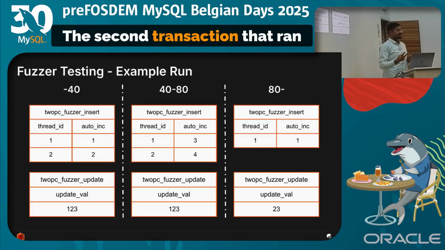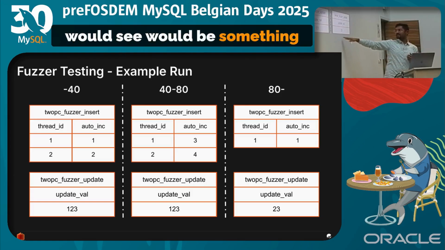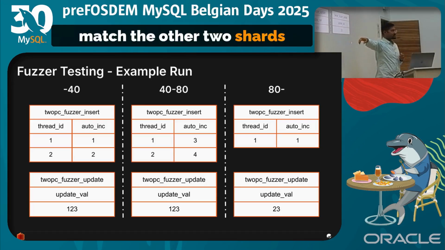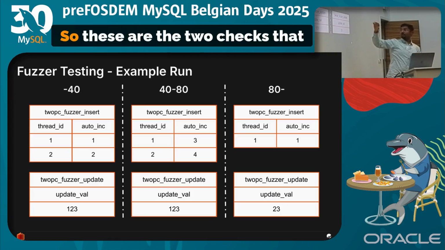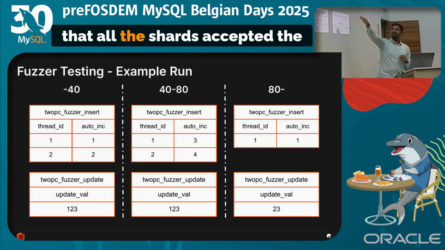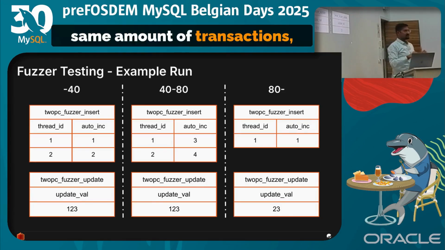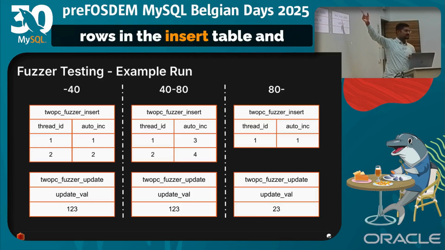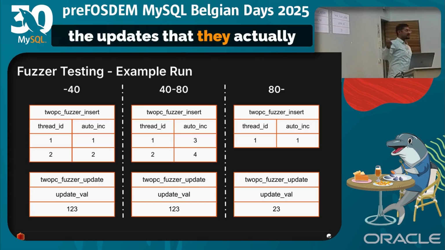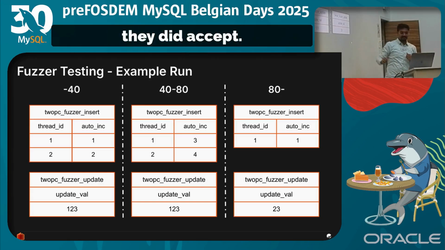Now, the kind of failures that we check for: let's say that the second transaction that ran was not atomic. The database state that you would see would be something like this, that there would be only 1 row there and the update value would not match the other 2 shards because that 100 is not here. So these are the 2 checks that we use to know whether the transactions were atomic. One, that all the shards accepted the same number of transactions, which would be the count of the rows in the insert table, and also that their update value matches, because that is the checksum of the updates of all the transactions that they did accept.